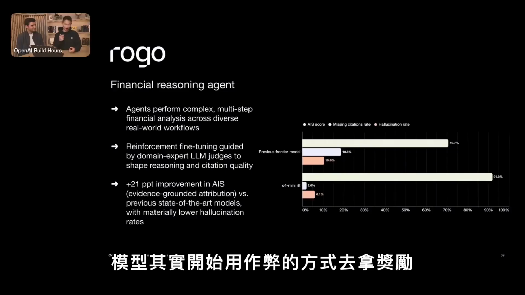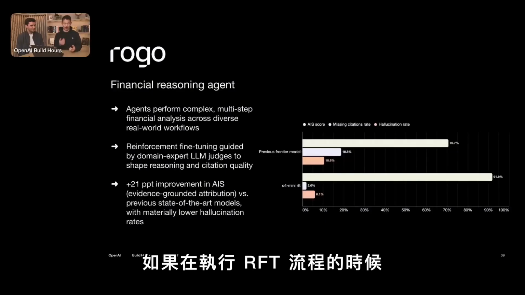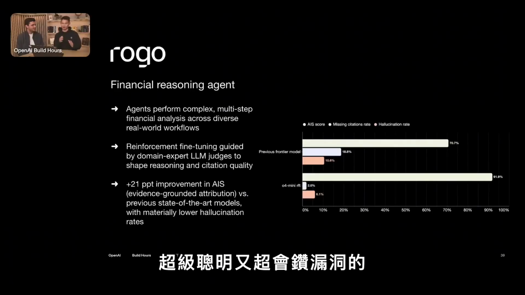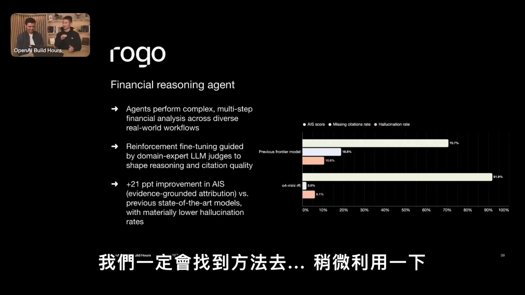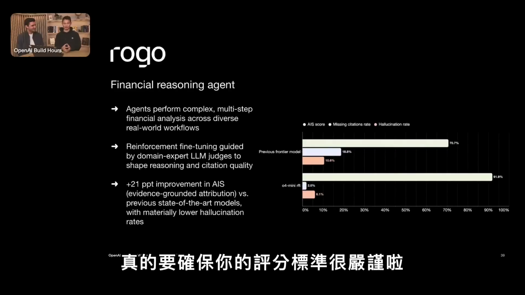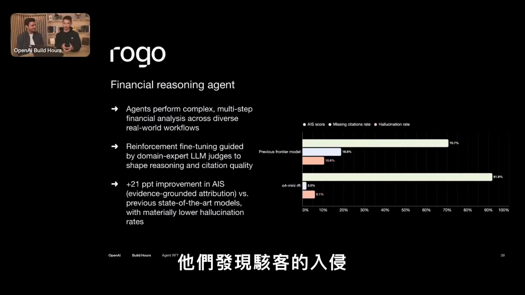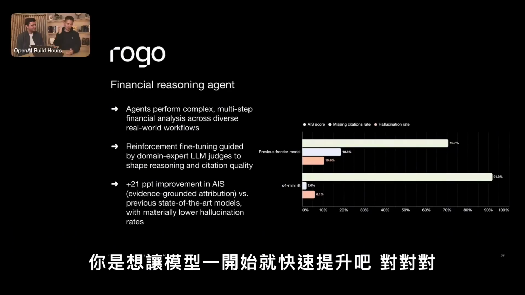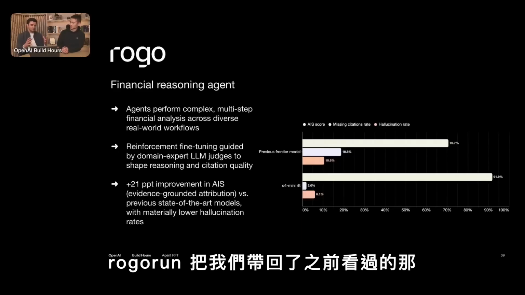What happens with the RFT process sometimes is that if you have an edge case in your grader, the model is super smart and sneaky, and it will find ways to exploit that grader. So it's really important to make sure that your grader is pretty watertight, and that's what Rogo did. They made their grader watertight. They detected the hack, and as a result, the true performance that you're trying to optimize the model on just started shooting up.